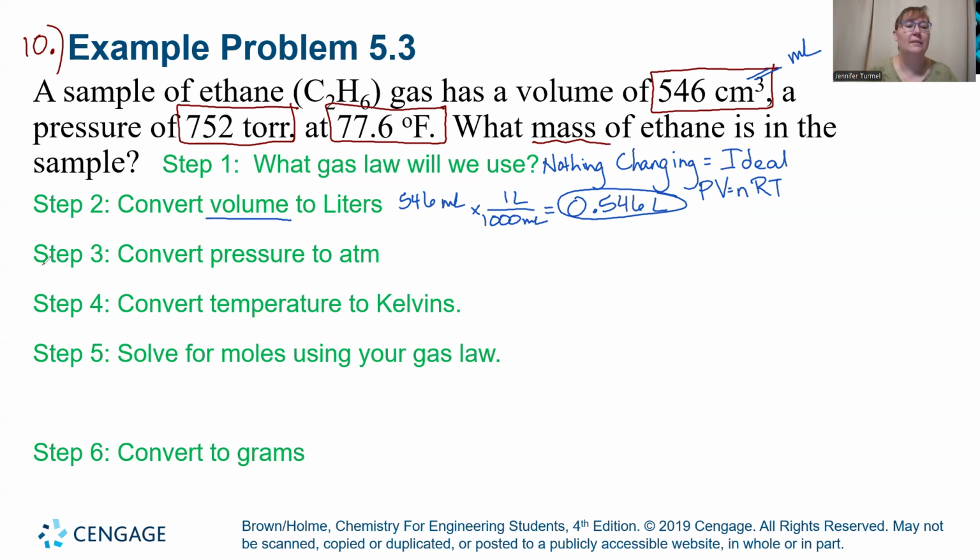All right, and our next step here is to convert our pressure to atmospheres. And here you see the torr. So we'll go ahead and say, okay, 752 torr times, okay, now we finished this conversion here, and we have 760 torr on the bottom and atmospheres on the top, which we can have three significant figures. So this becomes 0.989 atmospheres.